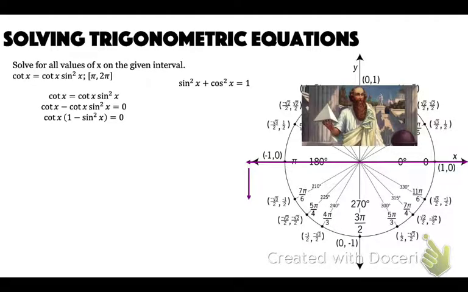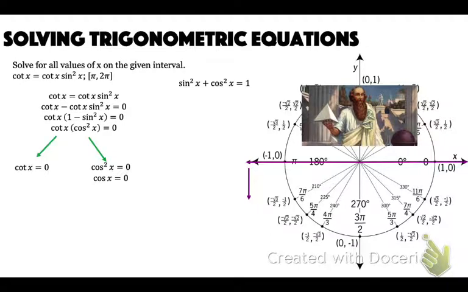Pythagoras comes back. He always comes back. 1 minus sine squared of x is cosine squared of x. So then I have cotangent of x equals 0 and cosine squared of x equals 0. So cotangent of x equals 0, well, oh, and that's really, if I square root both sides, the square root of 0 is just 0.